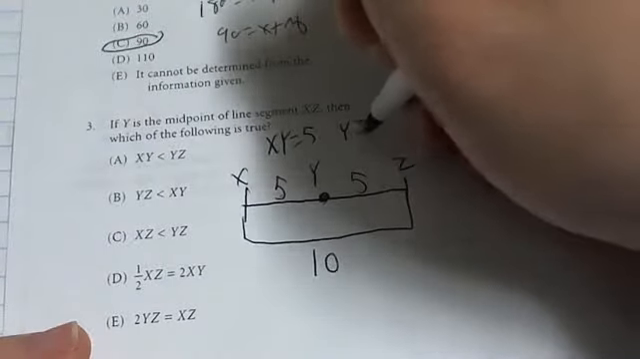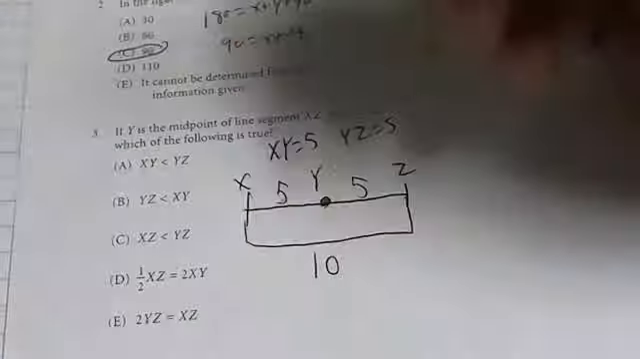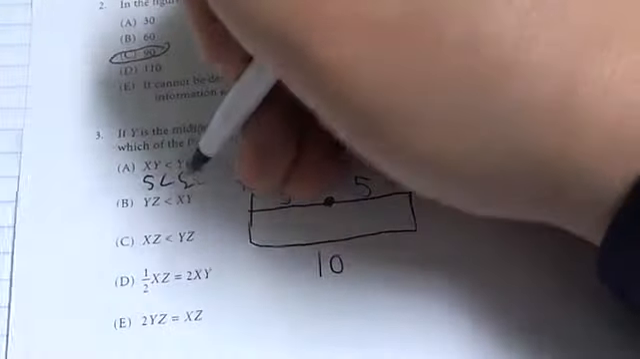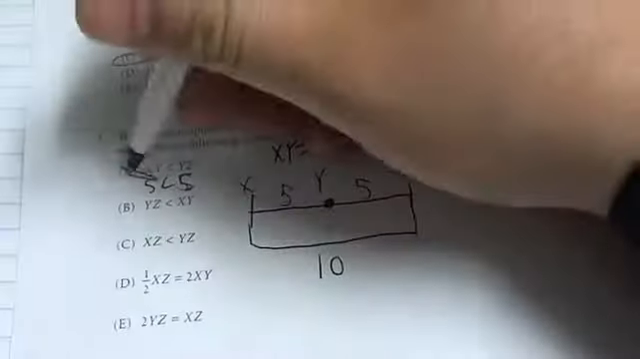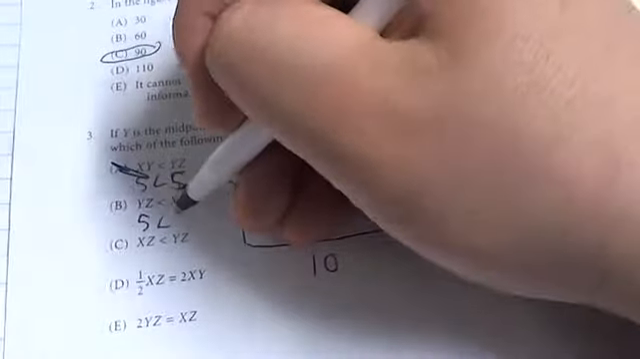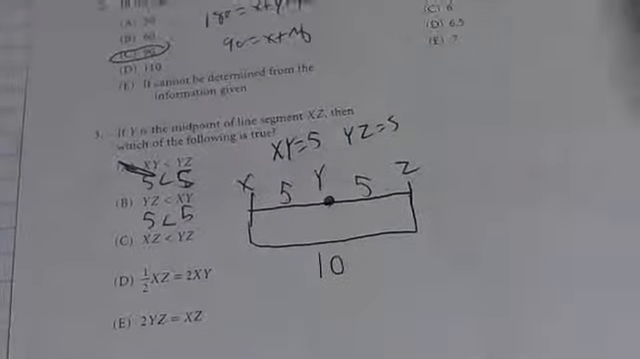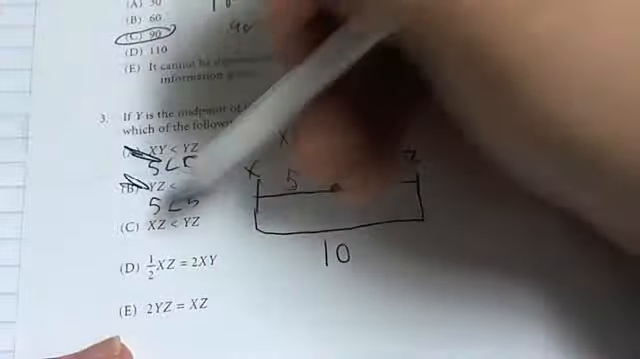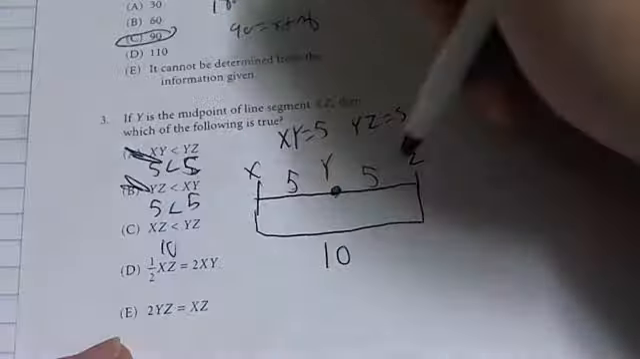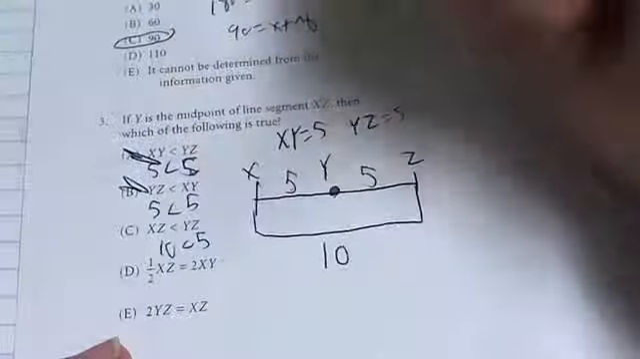Let's put a Y. XY is equal to 5, and YZ is equal to 5. Now let's use our answers. XY we said was 5, so is it 5 less than 5? No, a number cannot be less than itself. So A is wrong. YZ, is 5 less than, again, 5? No, again, a number cannot be less than itself. XZ is 10, is that less than YZ? YZ was 5. Is 10 less than 5? No. One half of XZ is 10, so one half of 10 is 5.